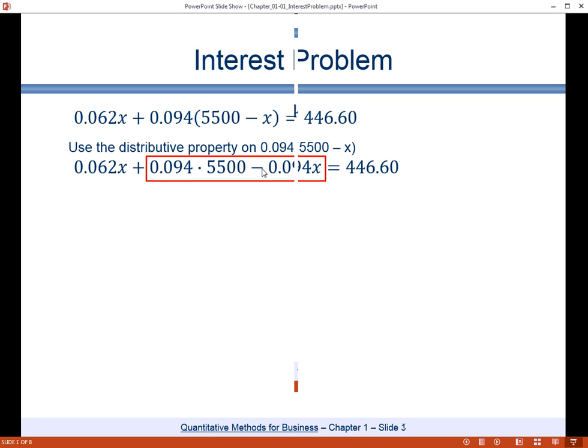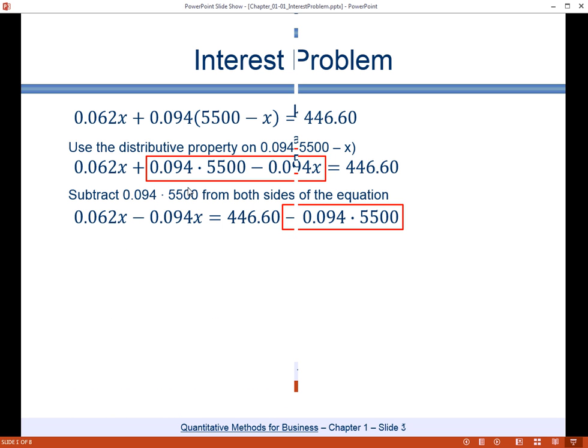So now if we look at this equation here, we've got a term with a constant in it. We want to take this term here, 0.094 times 5,500, and move it to the right side of the equation. You do that by subtracting 0.094 times 5,500 from both sides of the equation.